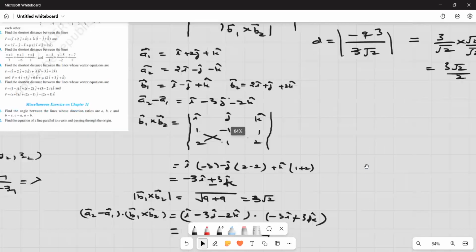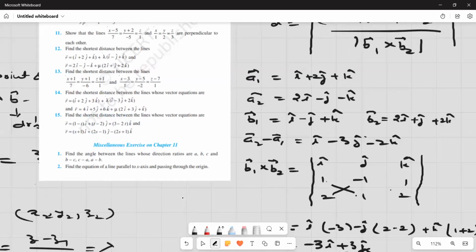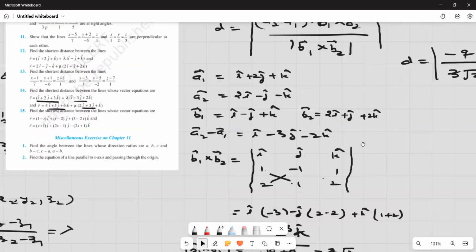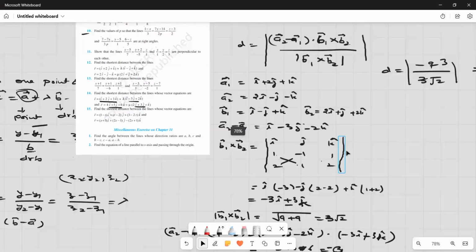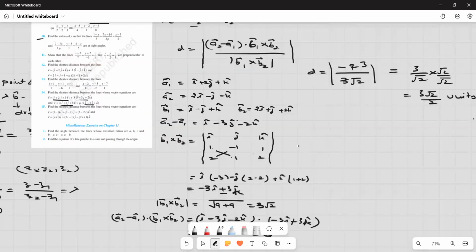Next one is this. This is your A1, this is your A2, this is your B1, this is your B2. Now in this question, if they don't ask you the shortest distance, but they ask you whether these lines are intersecting or not, then this dot product, A2 minus A1 dot B1 cross B2, will come 0. If this dot product comes 0, that means the lines are intersecting. Clear? It can be a 2-mark or 3-mark question: check whether the lines are intersecting or not. So what will you do?